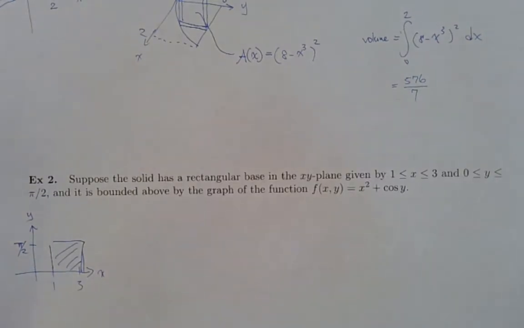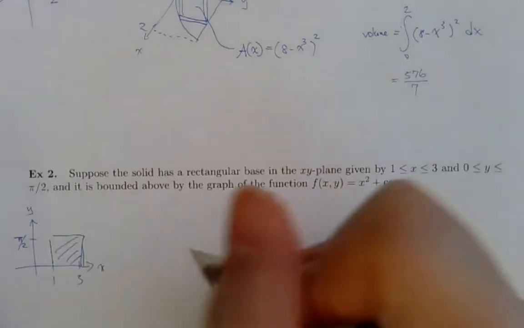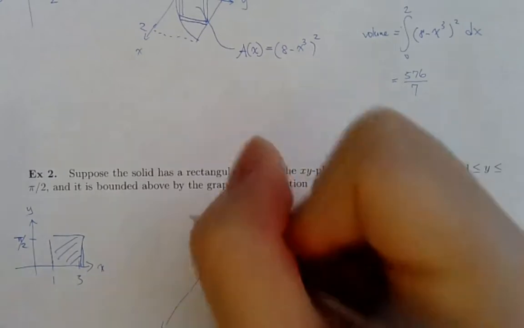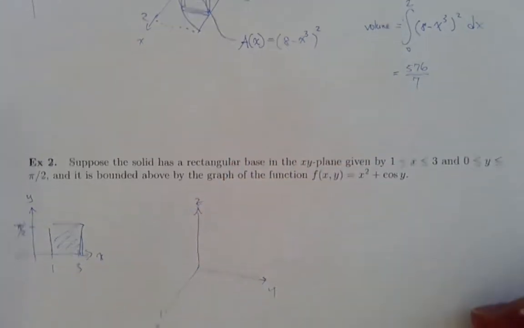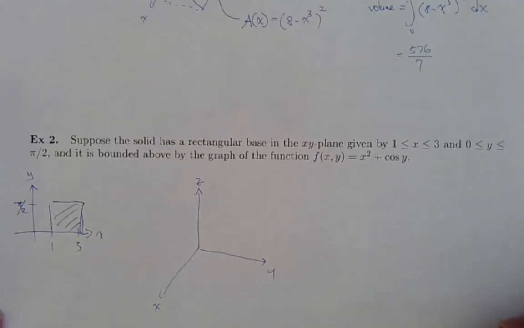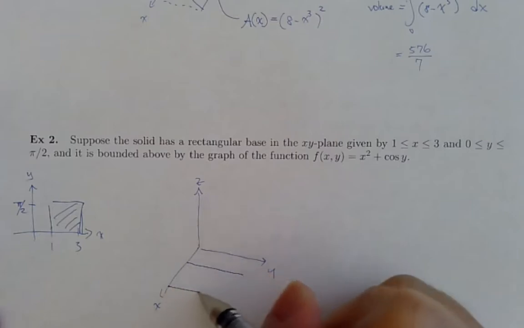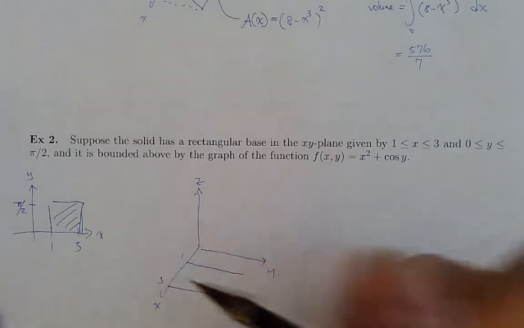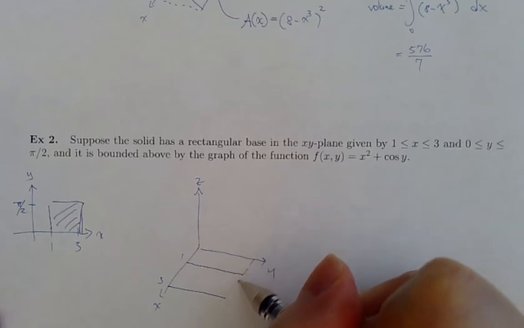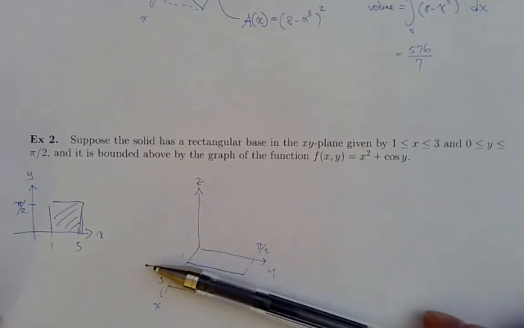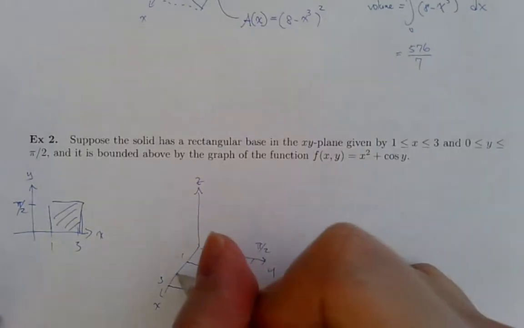So let me now try to draw in 3 dimensions. The region is x equals 1, x equals 3, y equals pi over 2. That's this region down there. And then we have cross sections perpendicular to the x-axis. So let me draw a thin little slice.